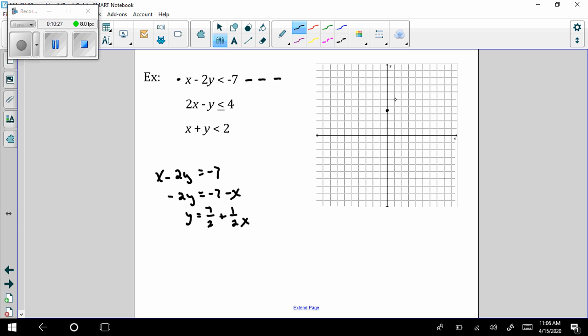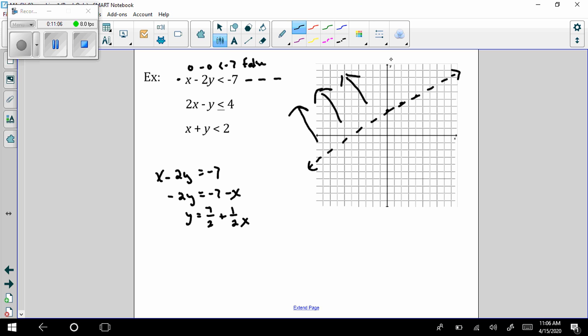And I have to go up 1 and over 2. Up 1 and over 2. So that one's not too bad. I'm kind of impressed with myself with my neatness right now. Okay, so I would pick 0, 0. So if I do 0 minus 0 less than -7, that is false. So I would be shading above that line.